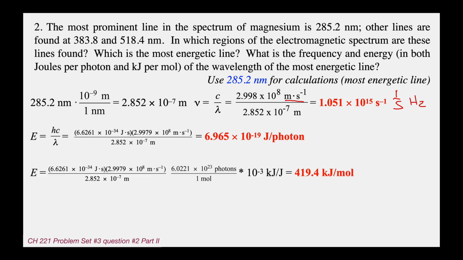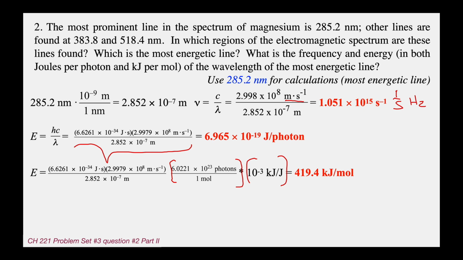So when I did this, you can see that in this problem, I basically just recreated this part right here. And then on the end right here, here's the Avogadro's number. We're going to multiply it. We're going to either divide by 1,000 or multiply by 10 to the minus 3 kilojoules per joule. Either way is fine. 419.4 kilojoules per mole is the energy.